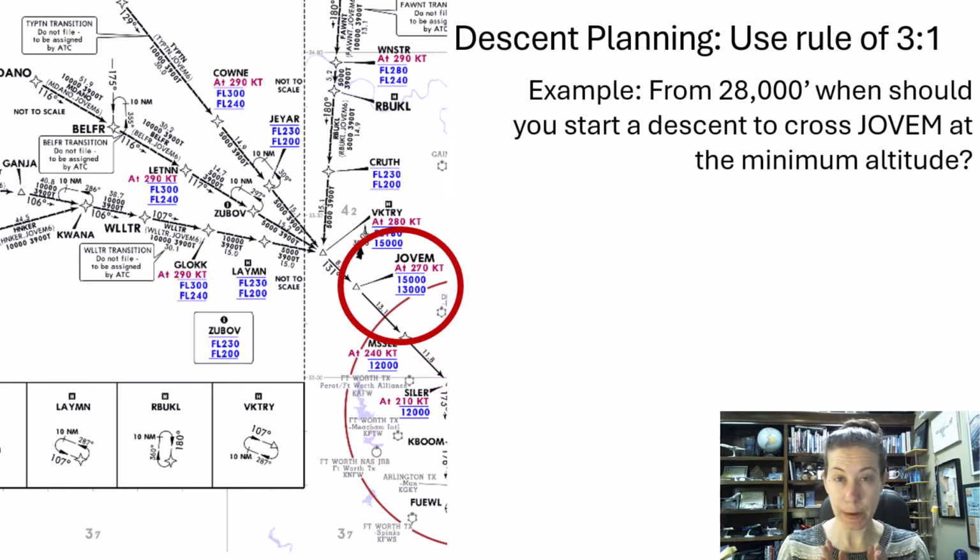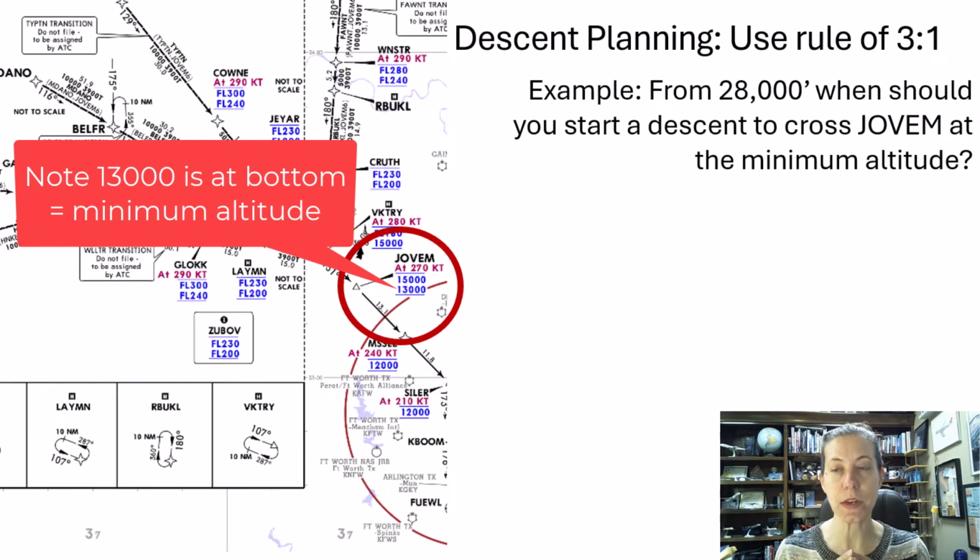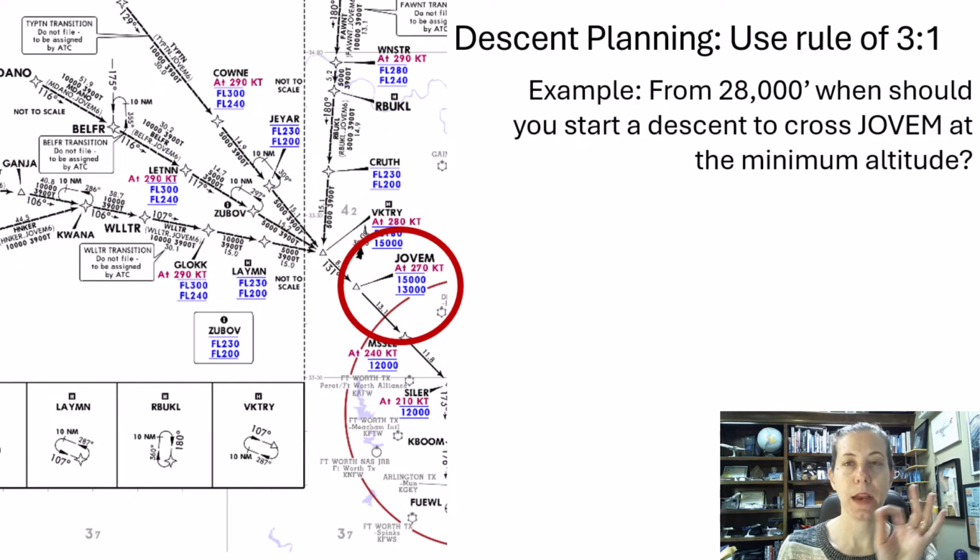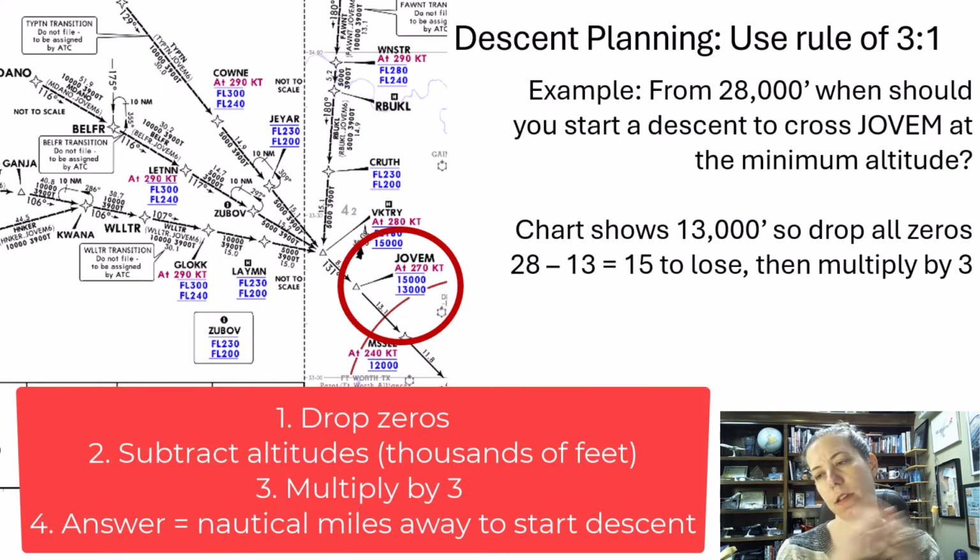Example question you might be asked: okay, you're at 28,000 feet coming in. When should you start a descent to cross Jovem at the minimum altitude? Okay, that requires me to know that the minimum altitude at Jovem is 13,000 feet. All right, so we need to lose from 28,000 feet, and I'm just making up numbers here, minus 13. So just drop the zeros. Make it easy, okay? 28 minus 13 is 15, if I've done my math right. Not always that great in math, but anyway, 15,000 feet to lose.